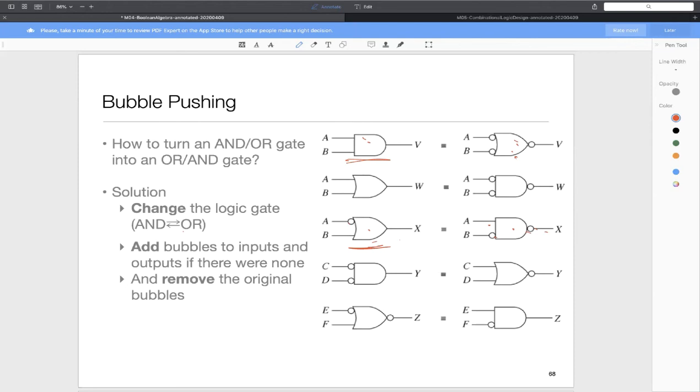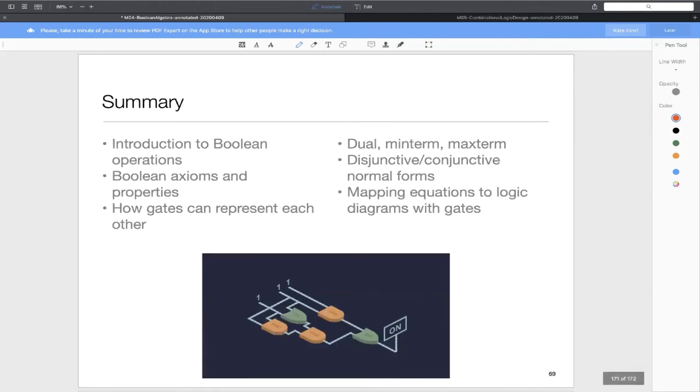Let's look at the final one. I had an OR with two bubbles, so I'm going to change OR to AND, remove the bubbles, so E and Z, they're gone, and F did not have a bubble, so I introduced a bubble out here. Again, the reason we are able to do all of this is because of our friend De Morgan's theorem.